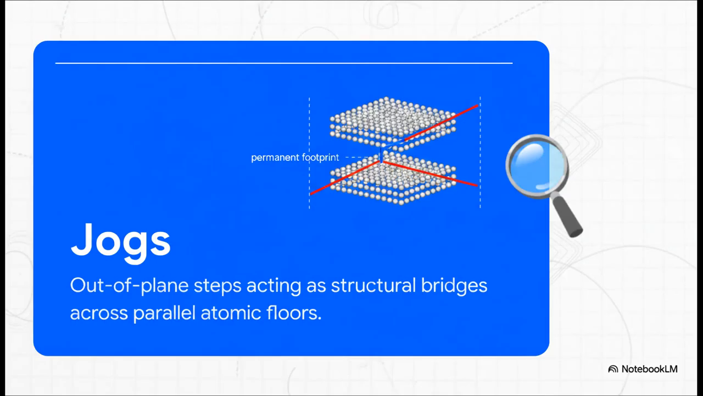Let's look at that first scenario. We call these jogs. These are your out-of-plane steps. When localized dislocation climb happens, it leaves behind this permanent footprint. A jog basically acts as a structural bridge, connecting dislocation segments across parallel atomic floors. The line has literally stepped off its original slip plane and moved up or down.